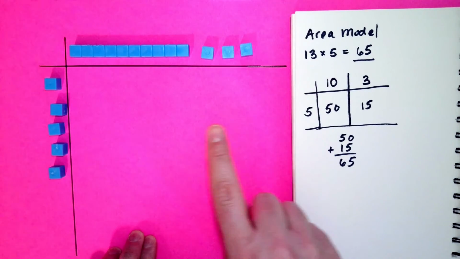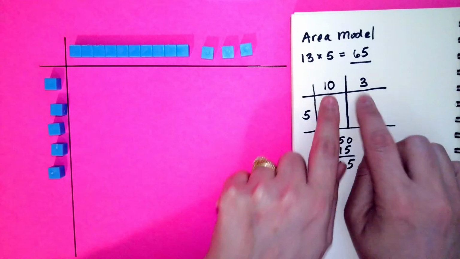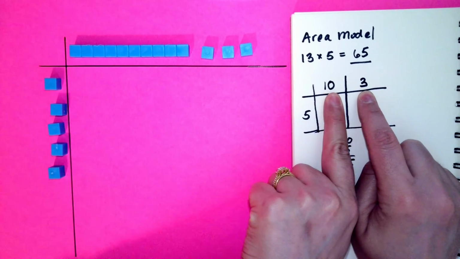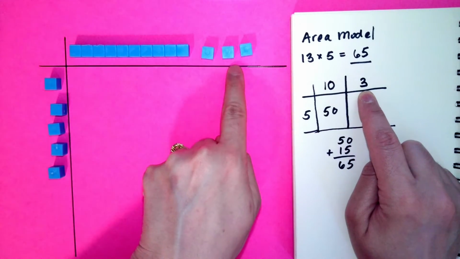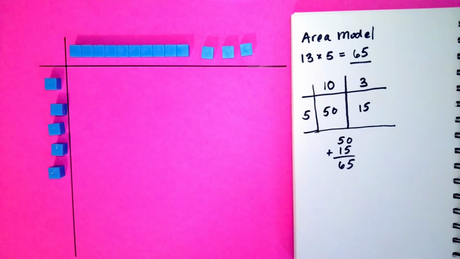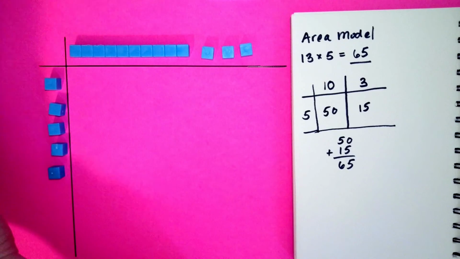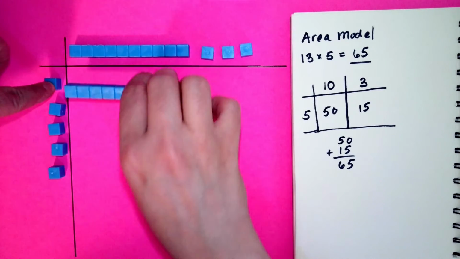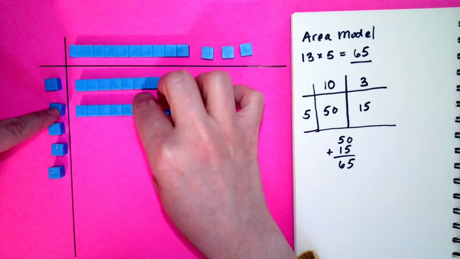Okay, now notice that my base 10 model is similar to my area model in that I've represented 13 in tens and ones as 1 ten and 3 ones, and 5 as 5 ones. Now my next step is to multiply. So 10 times 1 is 10. 10 times 1 is 10, and so on for each of the five rows.